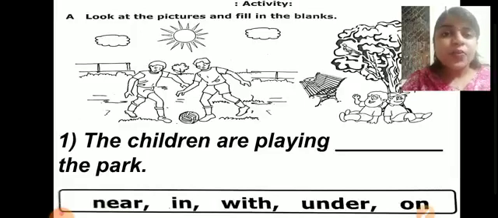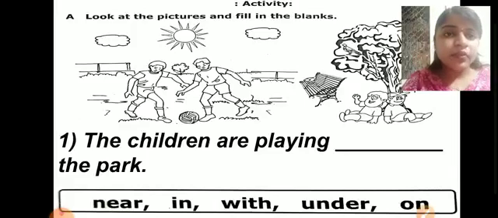Now, down you can see 5 options. I am going to read the options for you. The first option is near, in, with, under, on. With the help of these options, we are going to write in the blank. Okay, children? The first one. The children are playing dash the park. The children are playing in the park.